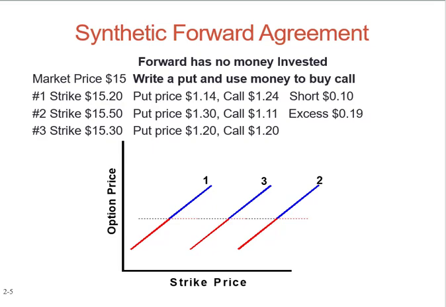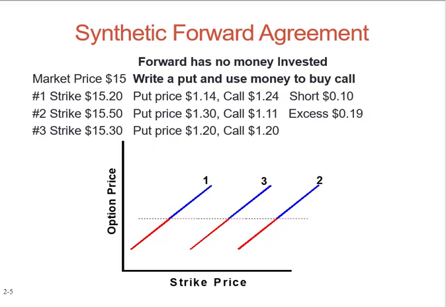Put price is $1.20, call price is $1.20. So they are exactly equal to each other, and so we now know that the put can be used to buy the call. We've now created a synthetic forward agreement involving no input of money, no extra money left over, so the $15.30 has to be the forward price.